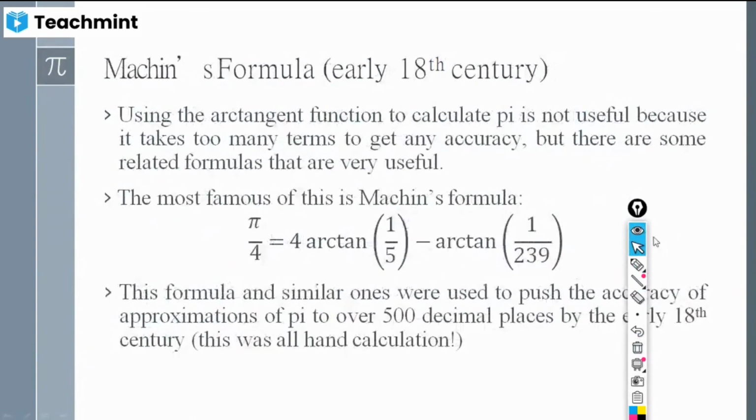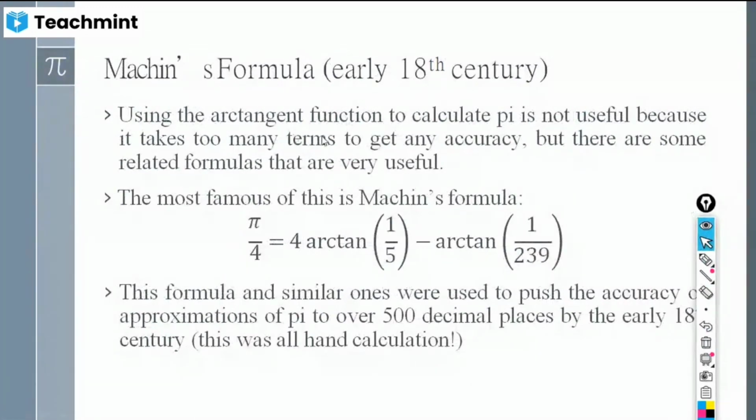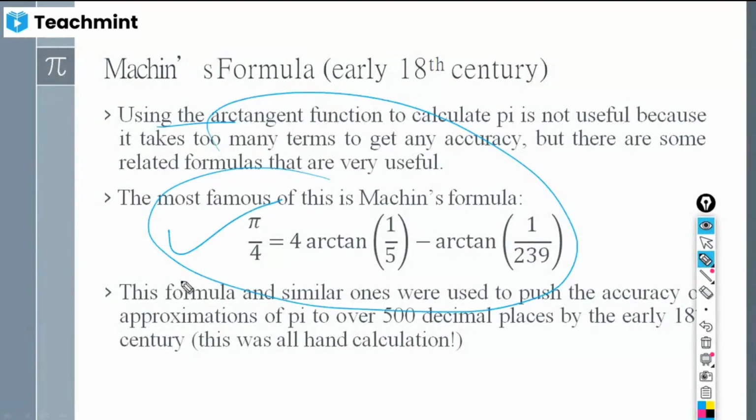In the later part of history, they used a kind of machine formula to find the value of pi, and by this they were finding 500 decimal places in the early 18th century. You know how many digits are there after 3.14 something? How many digits are there after the decimal point? Infinite. Very good.